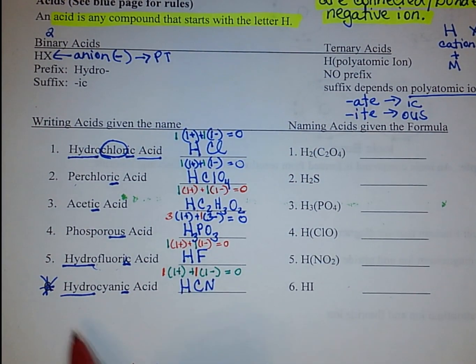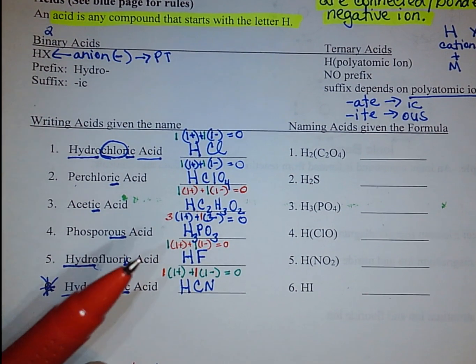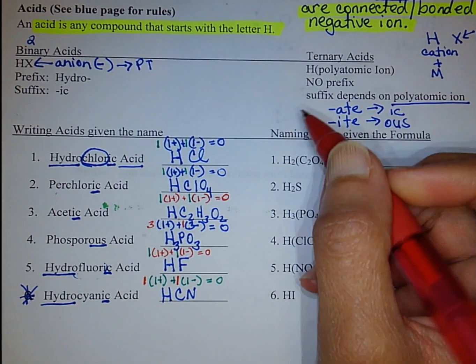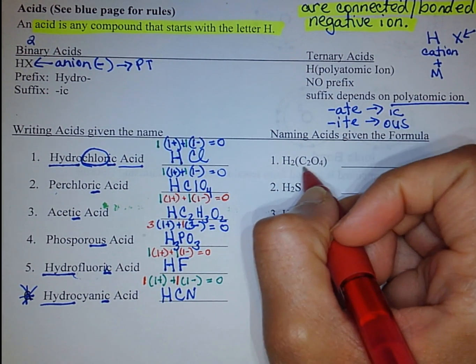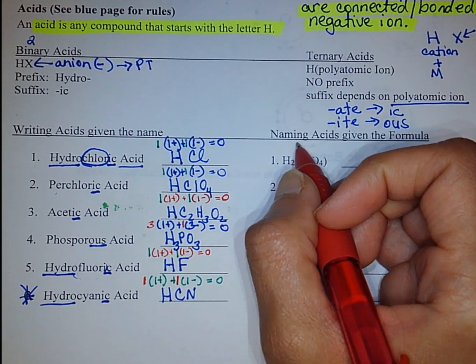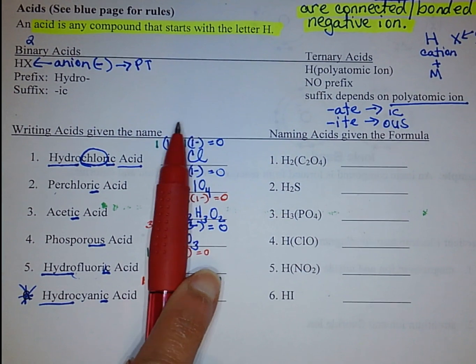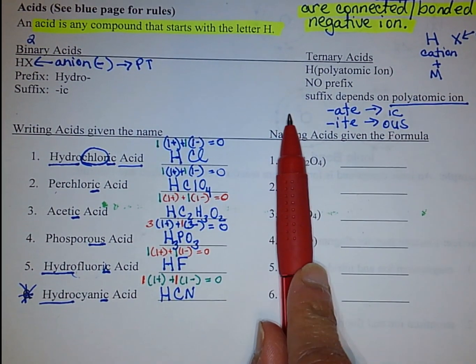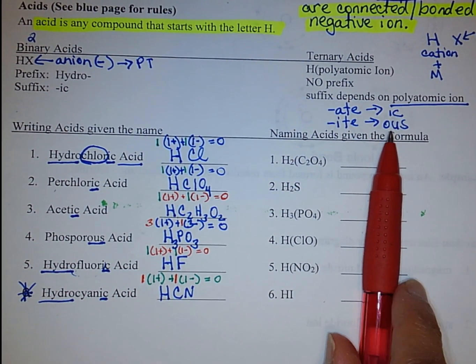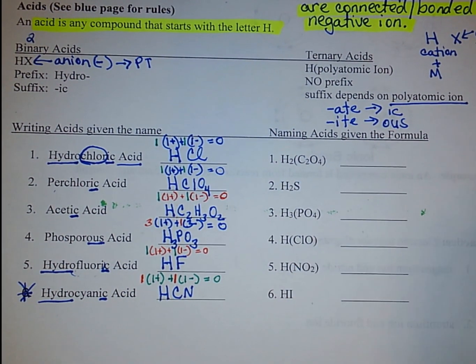Okay, so this is naming acids. Let's talk about how to write the formula for acids. Now the formula is also easy. So we're given the formula and we want to write the name now. So we want to do the exact opposite of what we did here. We were given the names and we wrote the formula. Now we're given the formula and we want to write the name of each one of these.